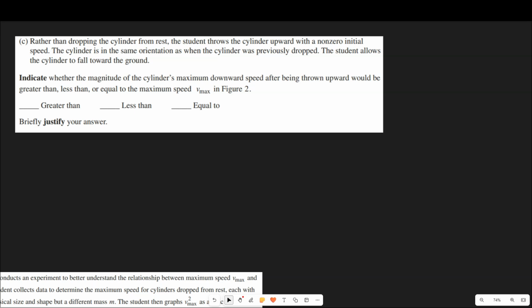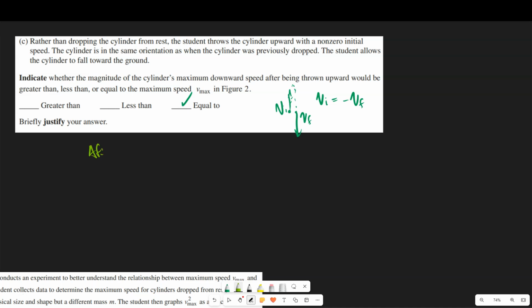Alright, well, it's going to be equal to, right? That's actually pretty easy. Nothing significant has changed from before in terms of the shape of the cylinder or the mass of the cylinder or anything along those lines. One other way to justify this is if you throw something up like this with your V initial, once it gets up and comes back down, its speed as its V final, you could say your V initial is equal to the negative of your V final, meaning they have the same value. They have the same speed or magnitude, you could say. All right, so if we were going to justify this, we could say after throwing.